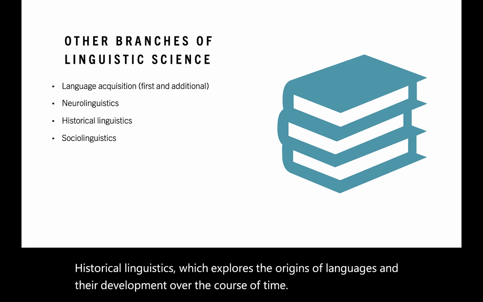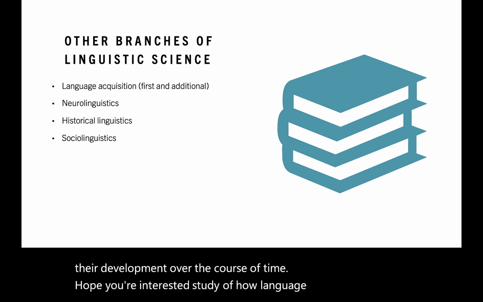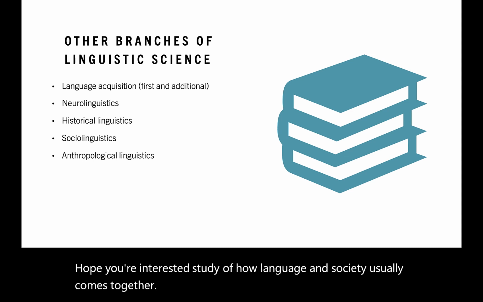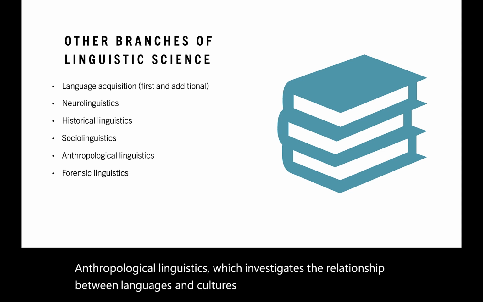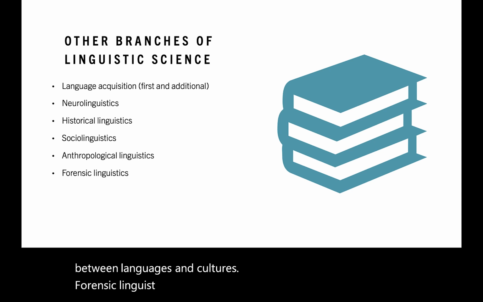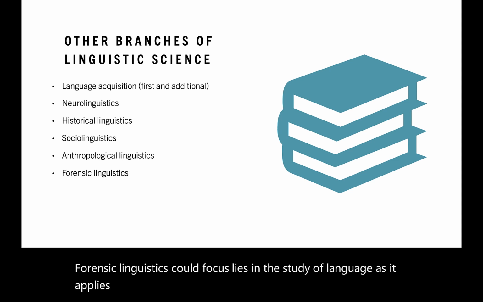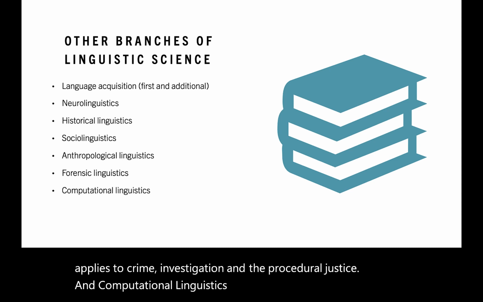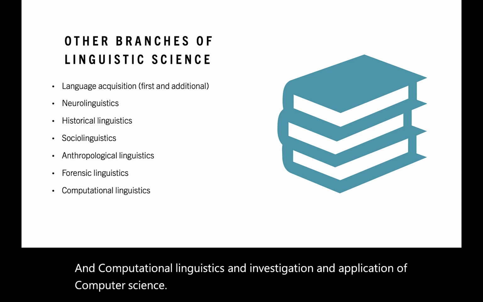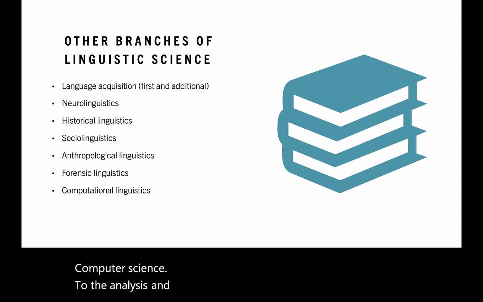Sociolinguistics, a study of how language and society mutually shape each other. Anthropological linguistics, which investigates the relationships between languages and cultures. Forensic linguistics, whose focus lies in the study of language as it applies to crime investigation and the pursuit of justice. And computational linguistics, an investigation and application of computer science to the analysis and synthesis of language and speech.